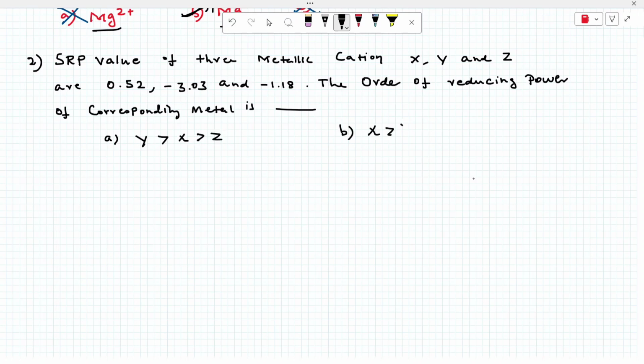Option B, X, Y, Z. Option C, Y, Z, X. Option D, Z, X, Y. What is the answer? Anyone tell me? They are asking reducing nature, reducing power. What is the answer? Reducing power, SRP or SOP, students?